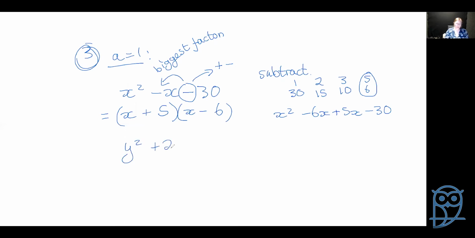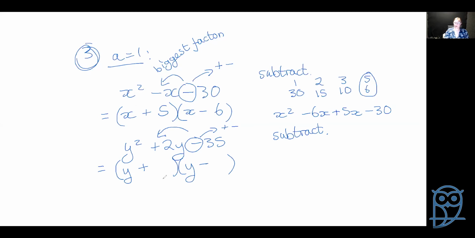So our last example, we have y squared plus 2y minus 35. Okay, so this minus tells us that we are going to have a plus and a minus, and we are going to subtract. We look at this sign, we know our biggest factor is going to have the plus with it. So we can go right, y plus minus, and we know our biggest factor is going to go over here with a plus.